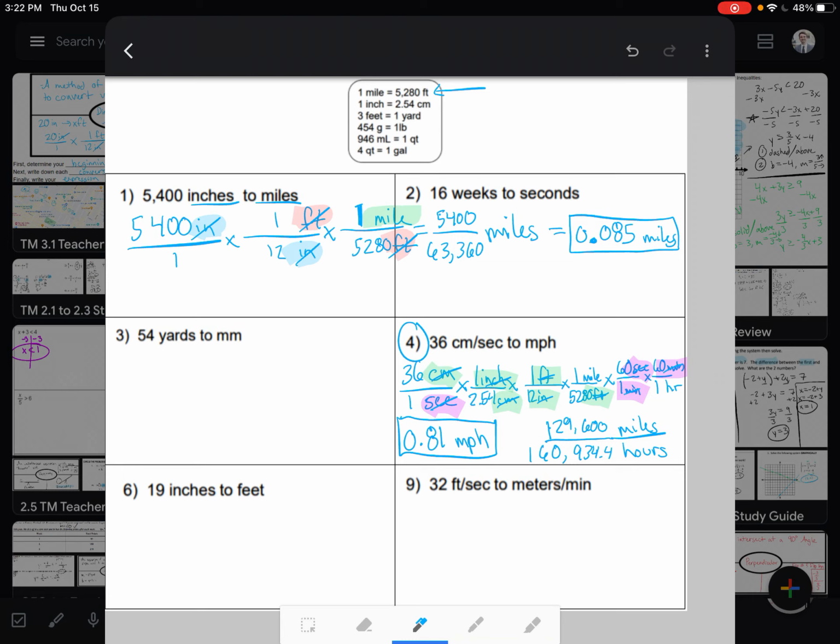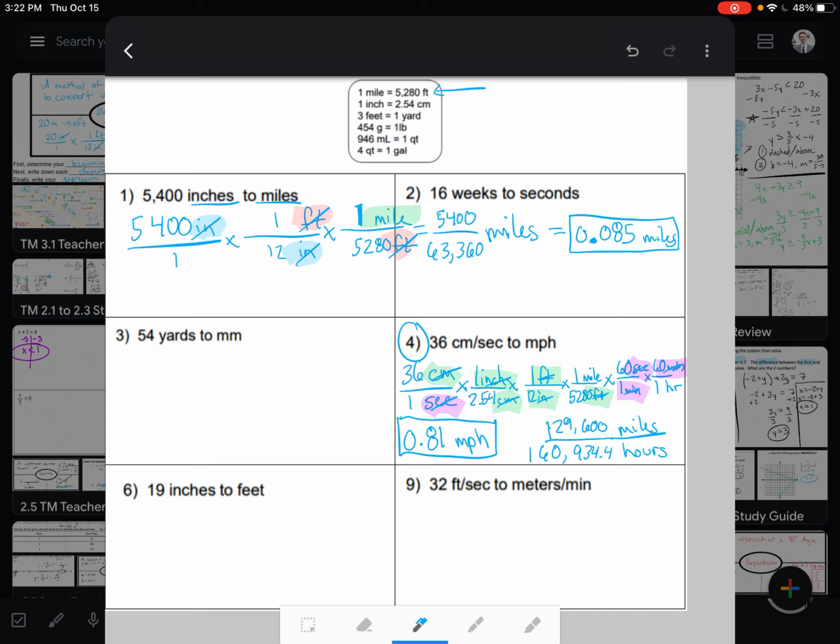Gonna double check the calculation to make sure I didn't make any mistakes typing this into the calculator. We do verify 129.6 on top, and then on the bottom, again, carefully verifying this because I don't want to make any mistakes again. It looks like we are good with 160,934.4. And one final check. Let's plug this in and check that final answer at 0.81 miles per hour. And it looks like we're good. So double checking everything, always a good idea, especially with so many calculations here.